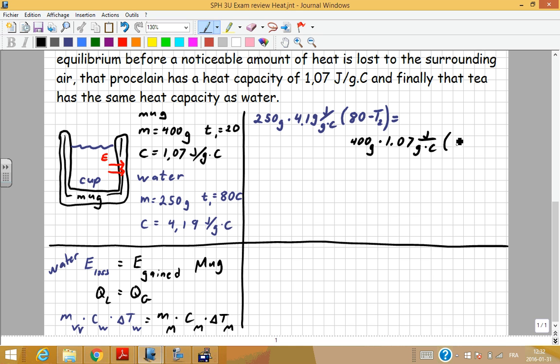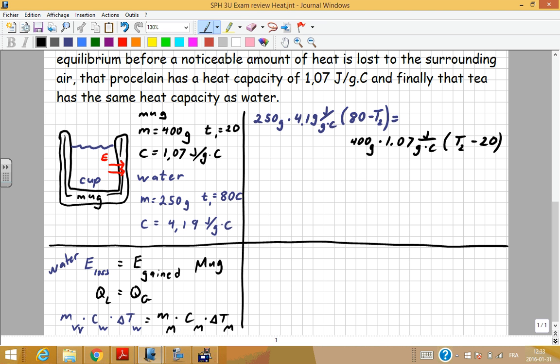So I'll put T2 minus 20. Now you'll notice I did not identify the T2 temperature at the end as being for water or for the mug. The reason is that there's a thermodynamics law that says that once the temperature is the same between two different substances, the heat stops transferring. Heat will only transfer if there's a difference in temperature between two surfaces or two substances that touch each other. So in this case, we know that T2 will be the same and heat transfer will stop at that point.